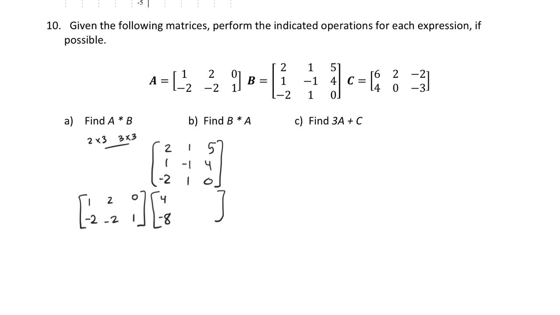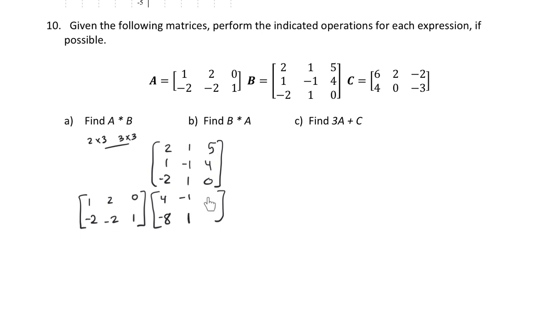Here we've got 1 times 1, and then 2 times negative 1, and then 0 times 1. So this is 1 plus negative 2, which is negative 1, negative 1 plus 0. Negative 1. This entry here is bottom row middle column, so negative 2 times 1 is negative 2. Negative 2 times negative 1 is 2. And then 1 times 1 is 1. So we have negative 2 plus 2, which is 0. 0 plus 1 is 1.